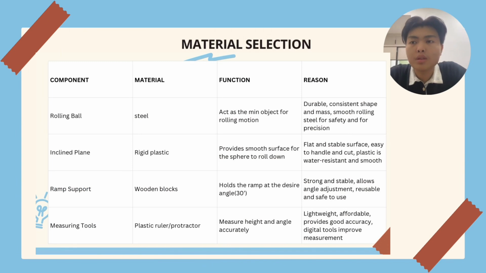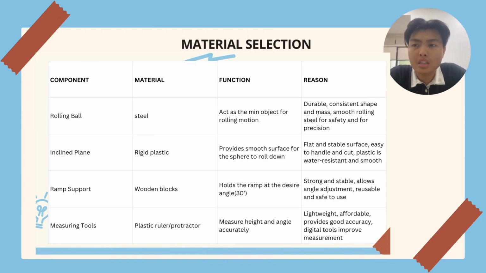Next, we move to the material selection. The first component is the rolling ball. The material for the rolling ball is steel. The function is that the rolling ball acts as the main object for rolling motion. The reason is that it is durable, has a consistent shape, and rolls smoothly.